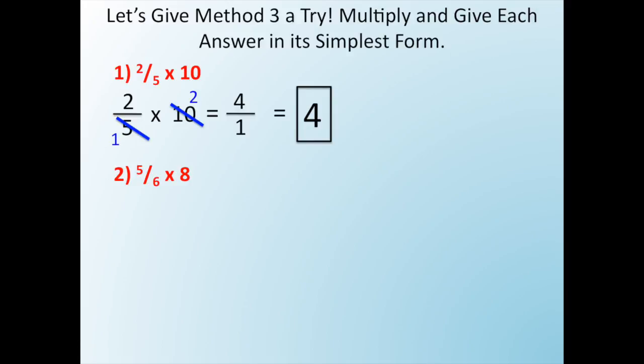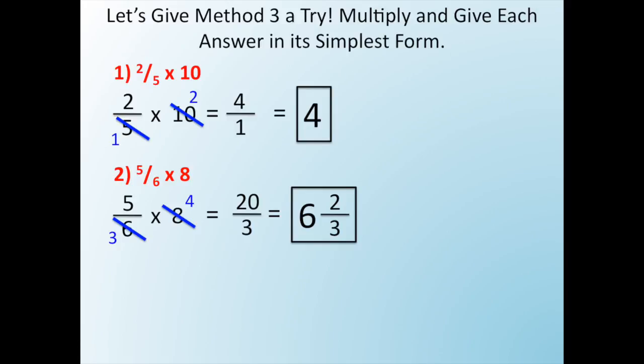Now let's take a look at 5/6 times 8. Again, I'm going to look at my numerator, which is my whole number, and my denominator, and I'm going to see if there's any common factors. There is a common factor here, which is 2. So I can cancel them out, and 8 divided by 2 is 4. 6 divided by 2 is 3. Now I'm going to multiply and get 20 thirds, which can be turned into a mixed number of 6 and 2/3.